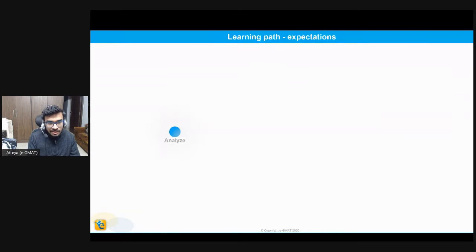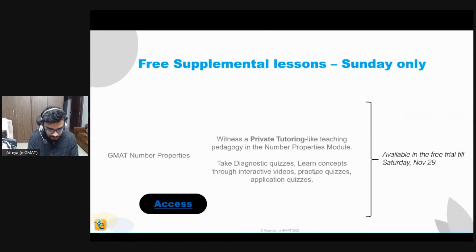Analyze these 10 questions again, and revise the concepts. Try to use the same concepts again in the questions that you got wrong, because this is a cyclic process, and that would increase the learning from 0 to 100.